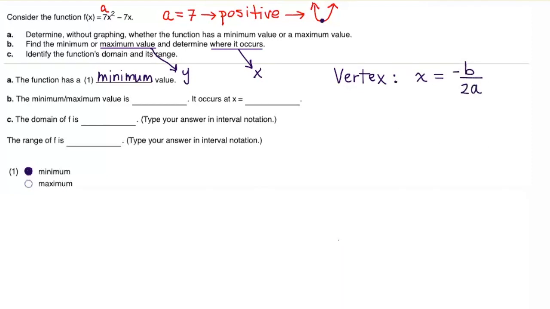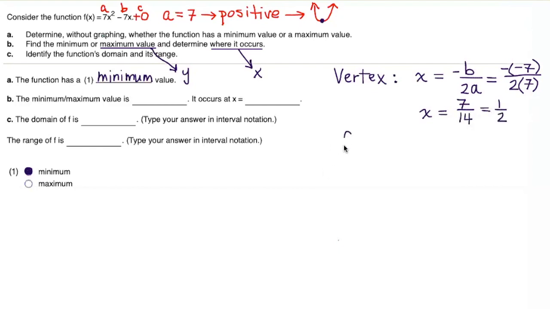I already identified a in my quadratic. My b value is -7. And if I needed the c value, c would be 0 because it does not exist there. So I have x equals -7 all over 2 times a, 2 times 7. That gives me an x coordinate of +7 over 14, or in other words, the fraction 1/2.